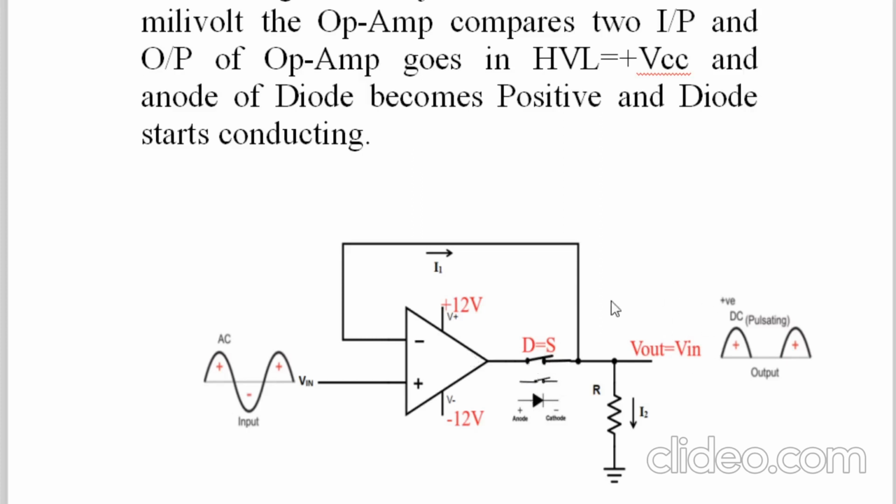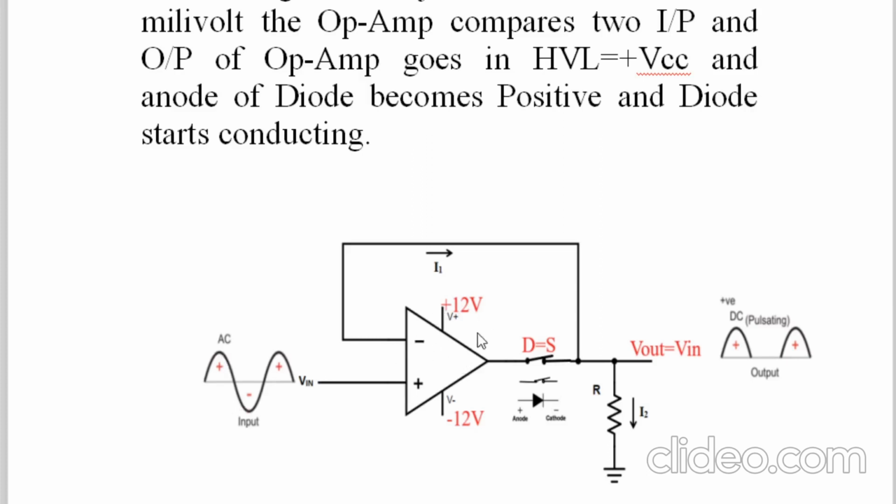Now you might have understood how the combination of op amp and diode works together. Even at 10 millivolt input, the output is again 10 millivolt. Input 10 millivolt, output 10 millivolt, because the 10 millivolt difference between the two inputs of the op amp is more than sufficient to force the output of the op amp to plus VSAT, that is HVL, or plus VCC, and therefore the diode starts conducting. All of this happens within a fraction of a second. The sine wave will start from 0 volt and go to 10 millivolt within a fraction of a second.